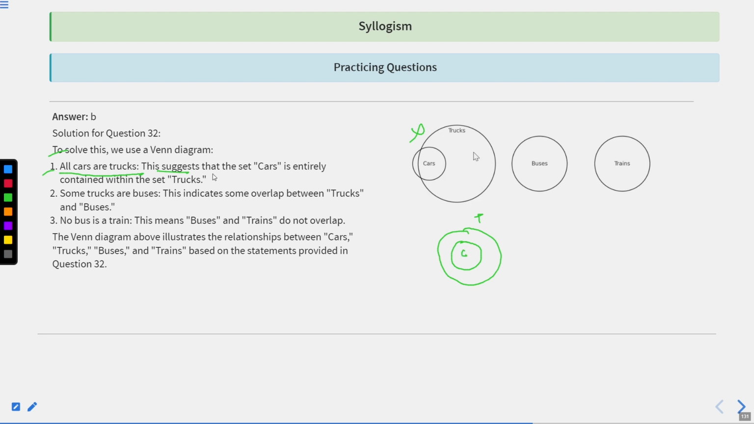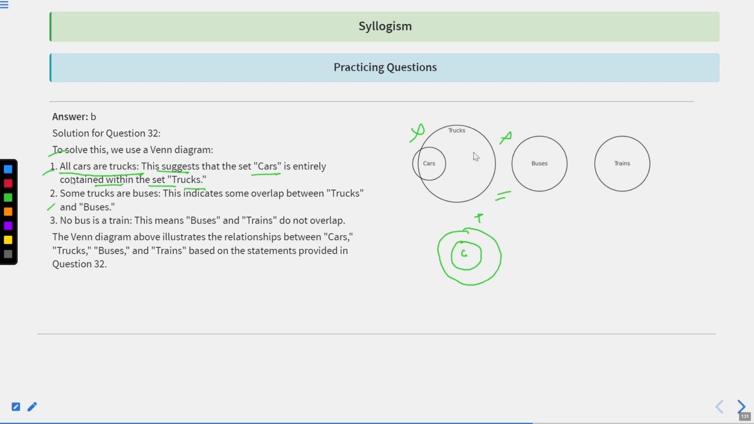This suggests that the cars are entirely contained within the trucks. Now, some trucks are buses. Again, this particular inference is not right, because some trucks are buses. My dear students, you have to visualize and understand how the Venn diagram should look. You should have a lot of clarity about how the Venn diagram should look, so that you are assured that the Venn diagram is correctly drawn and there is no mistake in it. So that if we go for the conclusion depending on the Venn diagram, we should not miss what we have already inferred from the Venn diagram.